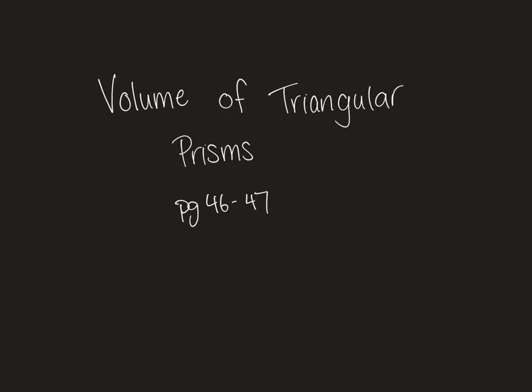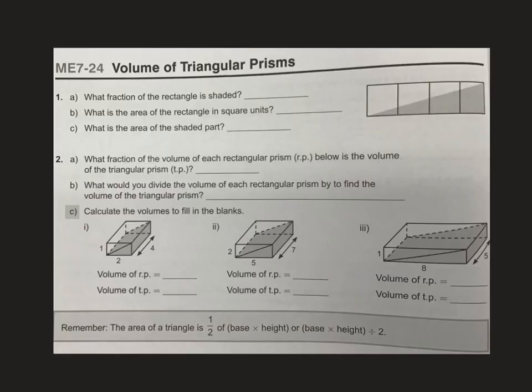Today's lesson is on the volume of triangular prisms and covers pages 46 to 47. So, because we're dealing with triangular prisms, we'll start by looking at a triangle. So the first question asks, what fraction of the rectangle is shaded? 1/2 of this rectangle is shaded because the shaded and unshaded parts are the same size.